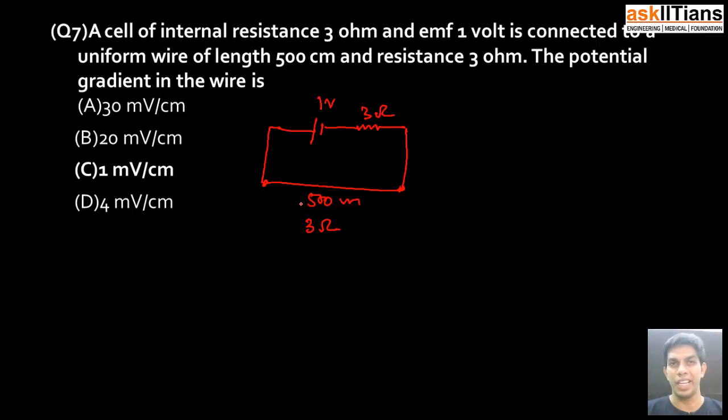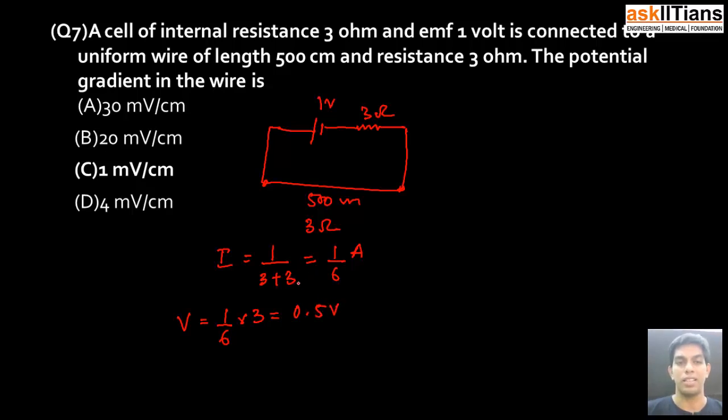To find out the potential gradient across the wire, I first need to find out the current flowing through it. So I is equal to 1, that is the potential drop across the whole circuit, divided by the total resistance, that is 3 plus 3, which gives me 1 by 6 ampere. Now the potential drop across the wire is equal to the current flowing through the wire multiplied by the resistance of the wire. So I get 0.5 volt, this is the drop across the wire.